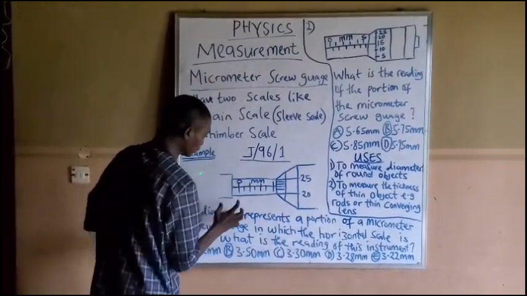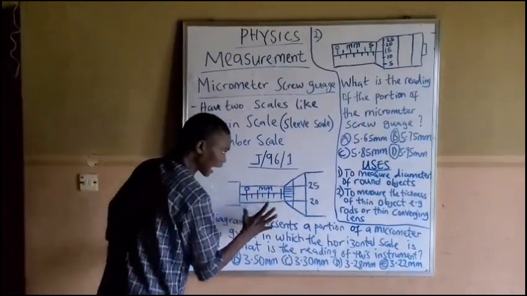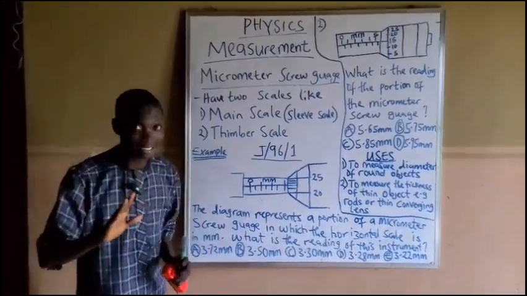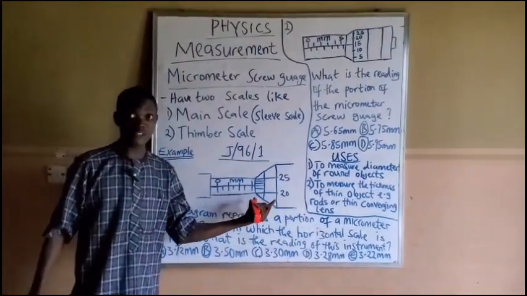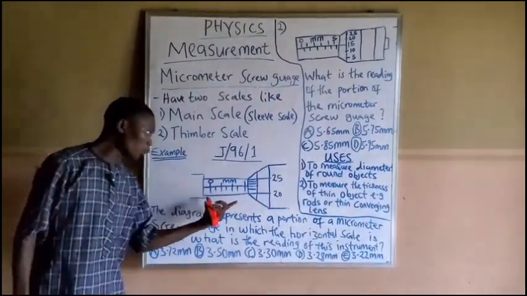So let's look at it. Now, for the main scale, you are not going to divide the main scale. You will not divide the main scale, but you divide this other scale, which is the timber scale. You will divide it. You will not divide this one.